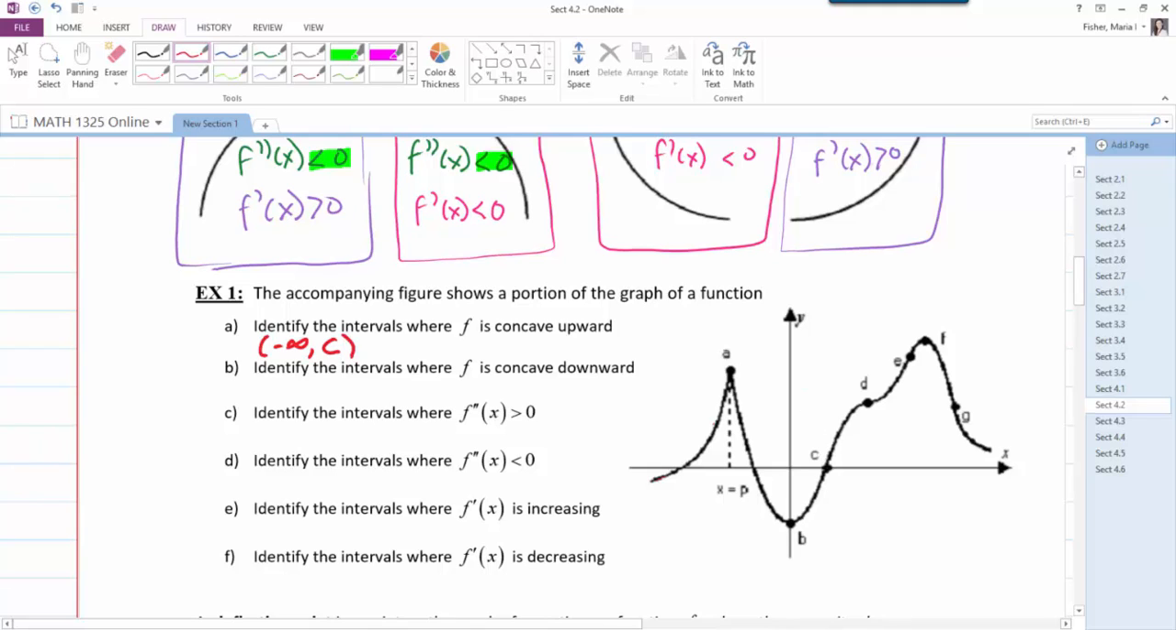But notice here at C we start looking like the letter N. So that means we're concave downward in that section. So from C to, we stop looking like the letter N at the letter D. And then we start looking like a U again from D to E.